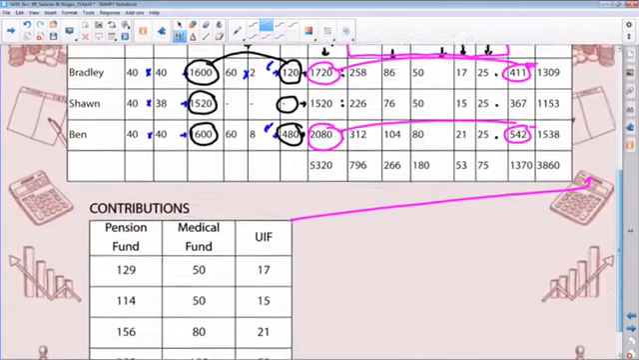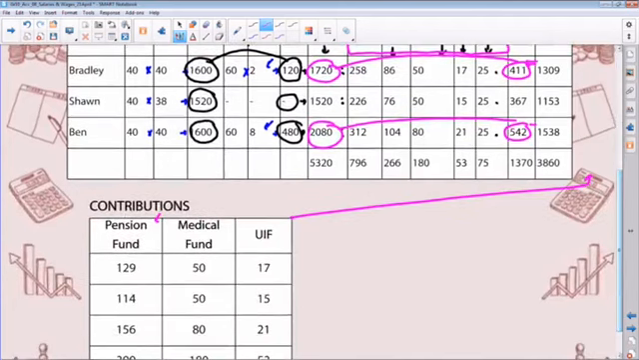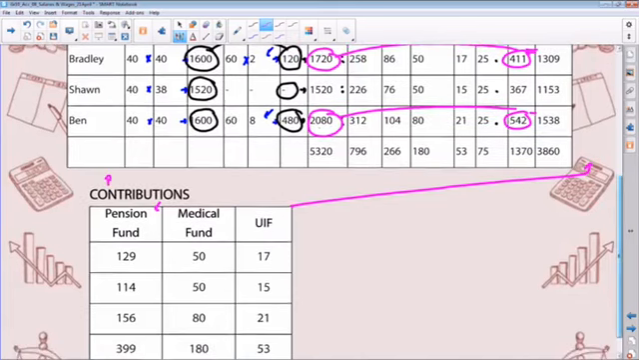Remember, your contributions will be your pension fund on a certain rate. I think it was 1.50 for every 1 rand. So therefore, you will take your pension fund times by 1.5. Your medical aid was again 1 rand for every 1 rand. So whatever the employee gives, the employer will give. And then also UIF will be 1%. And that we already calculated in your UIF column.